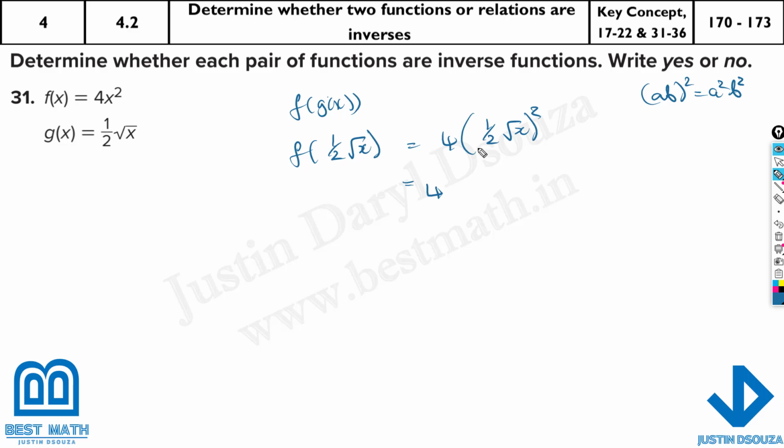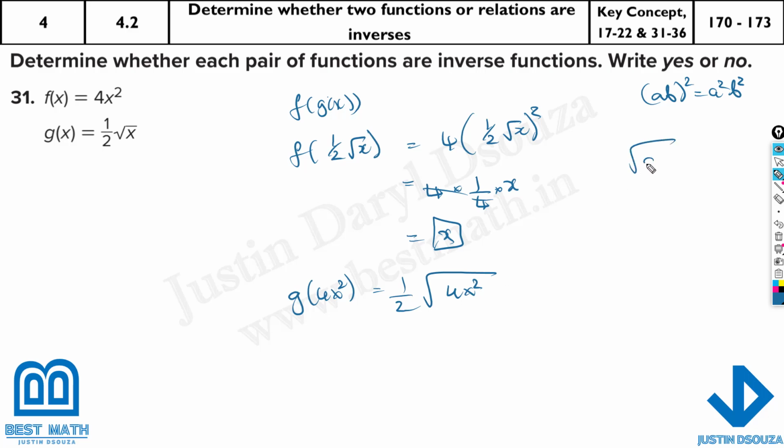So here we have 4 times square of half is 1/4, and then square of square root x will be x itself. So here we have x. Yes, this is inverse of each other. Now we can try the other way around. It will be g of 4x squared, that is equal to half square root 4x squared.